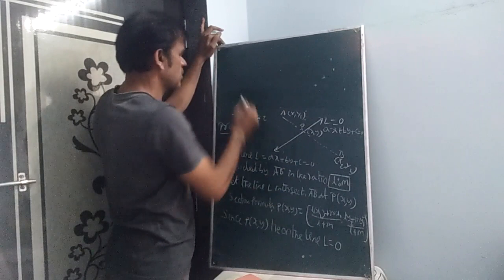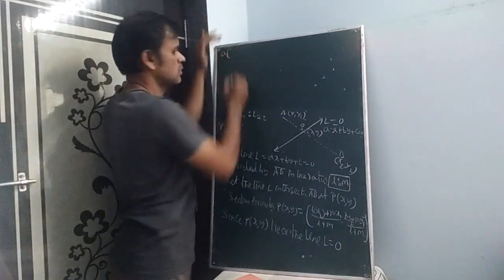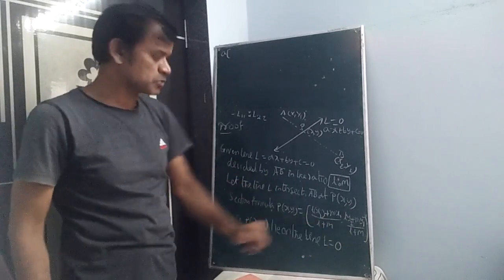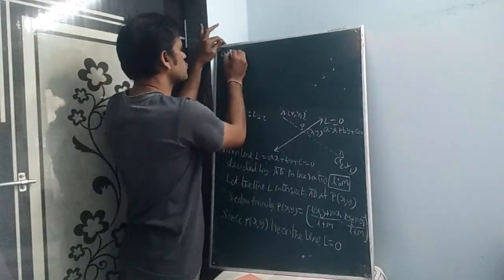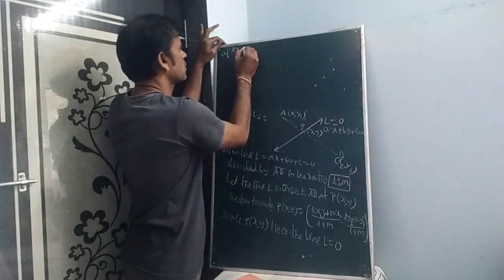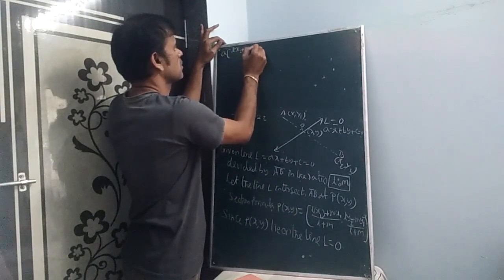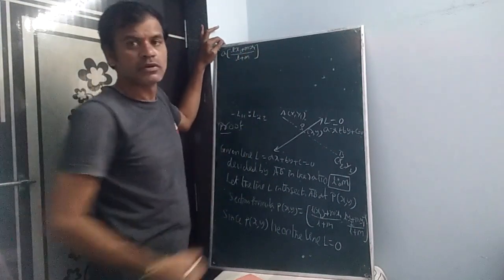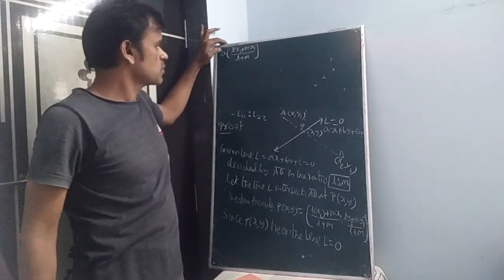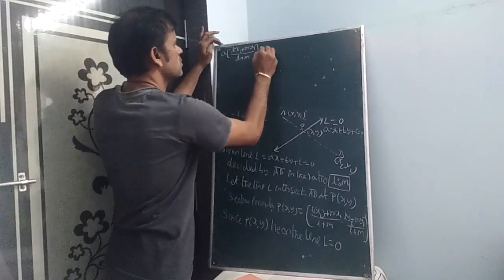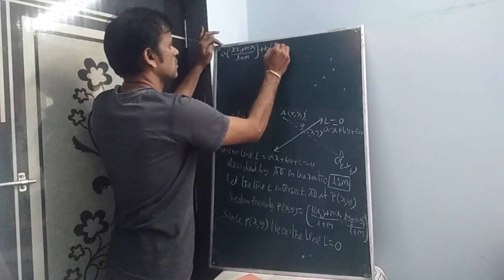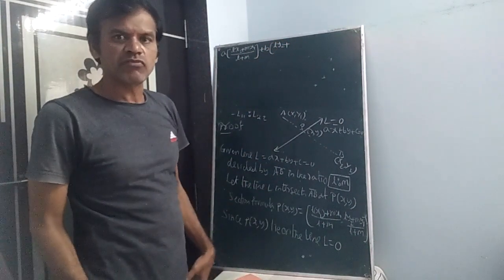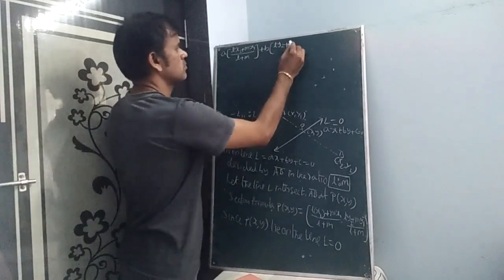Now substitute here. A into, instead of x you should substitute this one, and instead of y you should substitute this one. A into (Lx2 plus Mx1) by (L plus M), plus B into (Ly2 plus My1) by (L plus M).